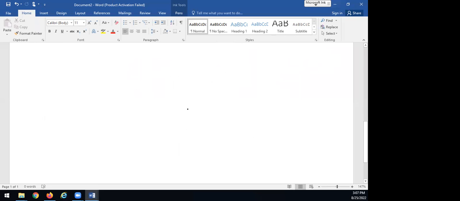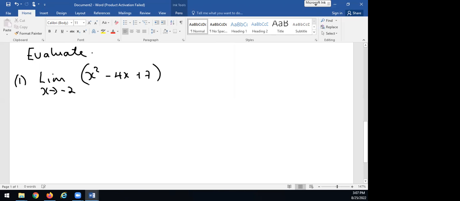Evaluate the following. Number 1, limit as x approaches -2 of x squared minus 4x plus 7. That's the first one. Now, this is a polynomial. What did we say about polynomials again? They're continuous everywhere, so you can just go ahead and do a direct substitution.